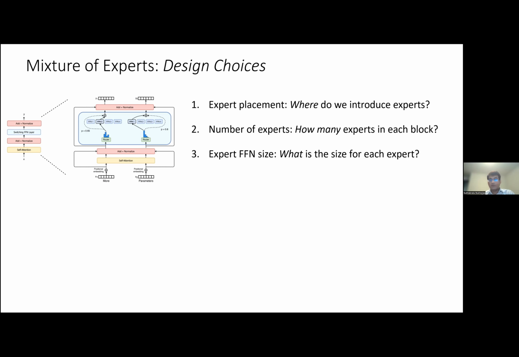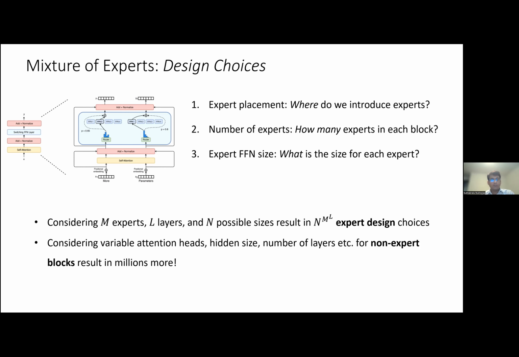The last thing is the size of the experts. What should be the intermediate size for this feed-forward network block? So these are the 3 core design choices that you have for a mixture of experts model. Now, if we consider that there are m experts, n layers, and n possible sizes, it leads to an astronomical number of possible design configurations.